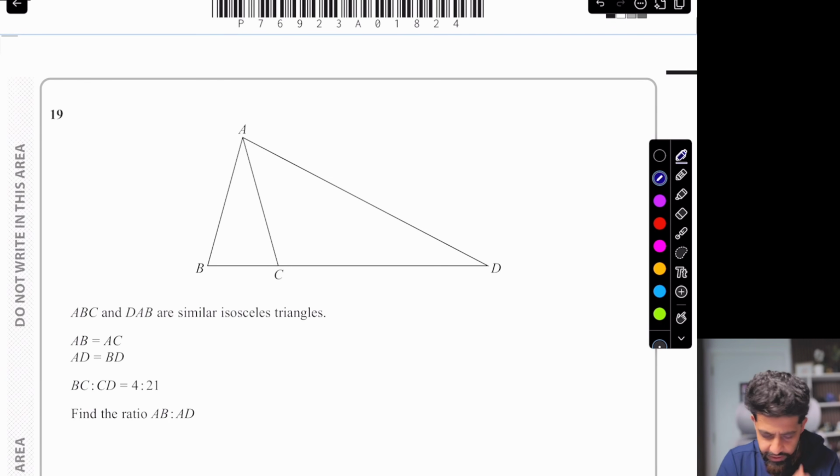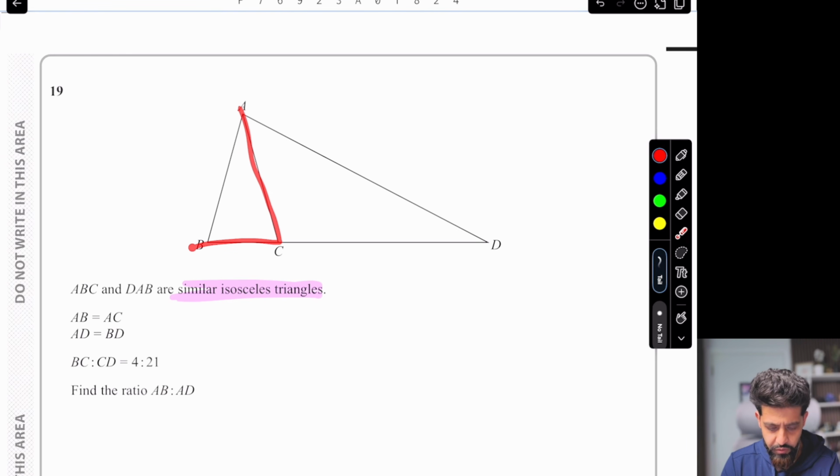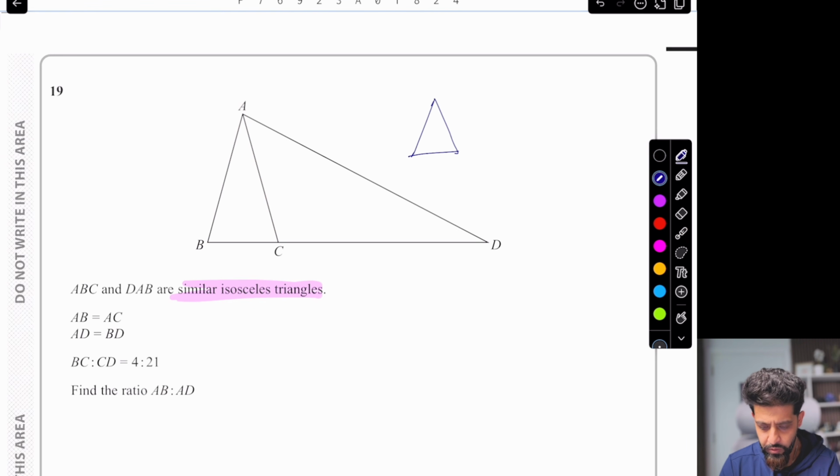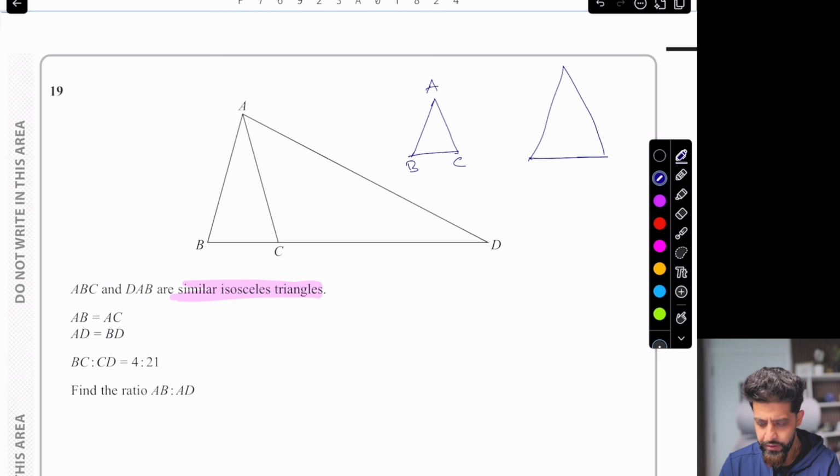Okay, so question number 19 here. We have ABC and DAB are similar isosceles triangles, and they're in each other, so we should really draw them out separately first. If we look at this small triangle here, we can call that A, B, and C, and the larger one is the DAB triangle. So D at the top, we have A, B on the bottom here.